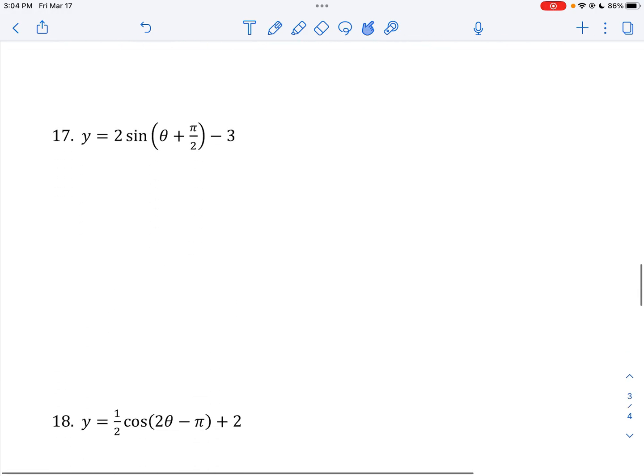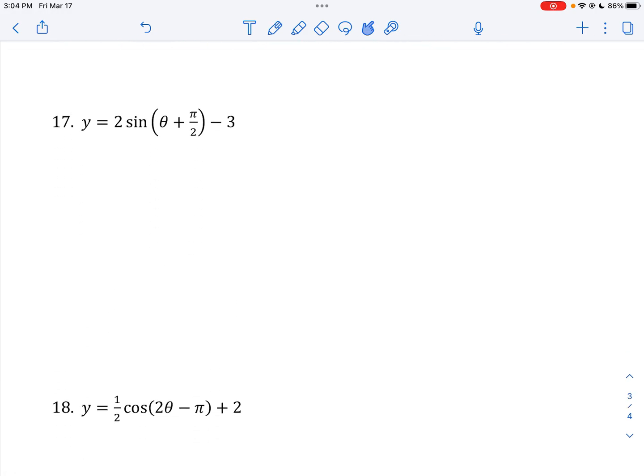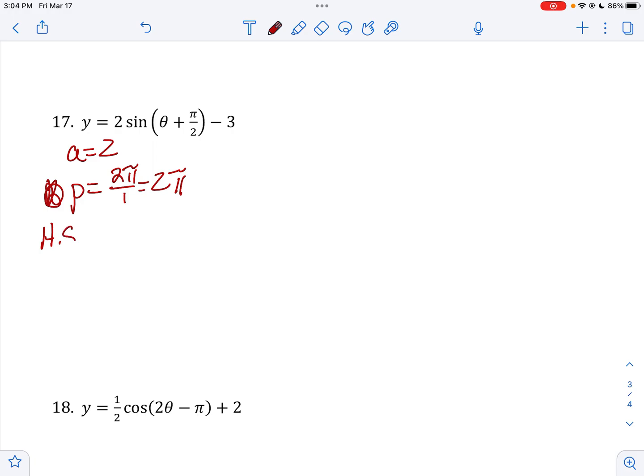Now we're going to do a couple that have a few more shifts. So our A value is 2. Our period, 2 pi over b, and b is 1. Our horizontal shift, plus, so that's to the left, pi over 2, and down 3.